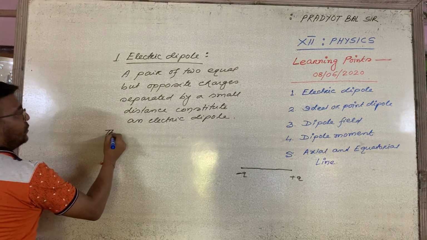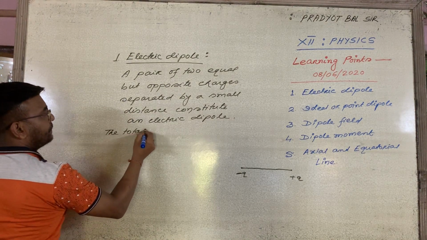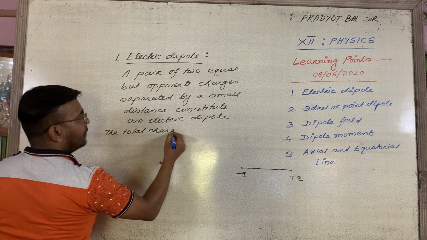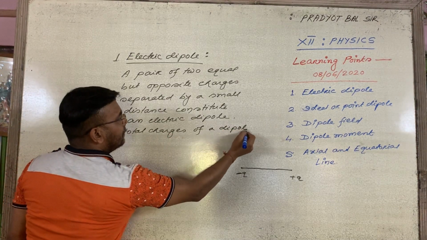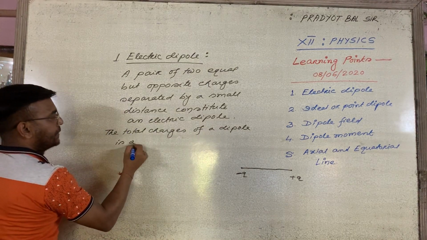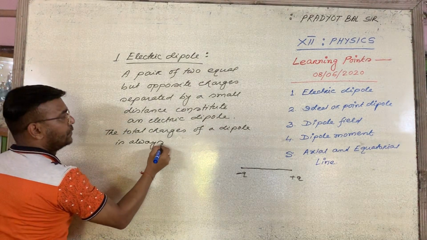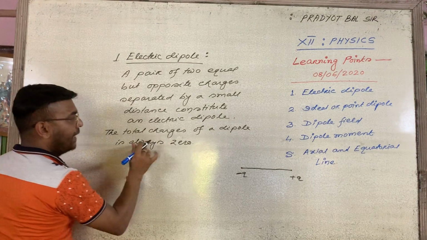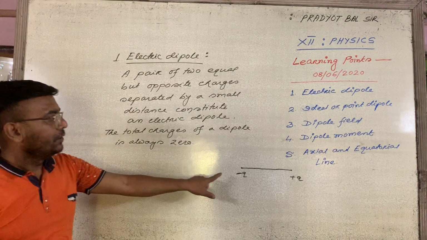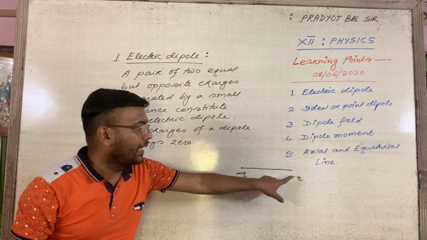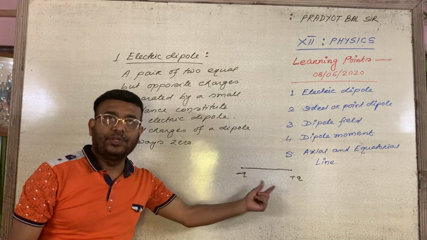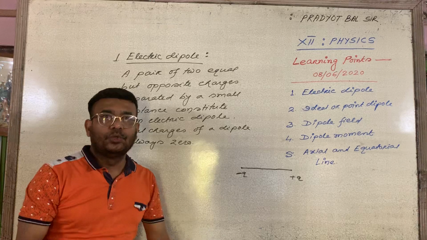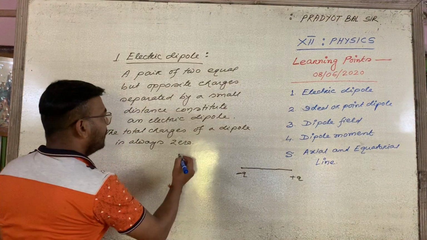The total charges of a dipole is always 0. Why the total charges is 0? You see, it is minus q and then plus q. Charges can be added algebraically, so if you add, you will get 0. So total charges is always 0.